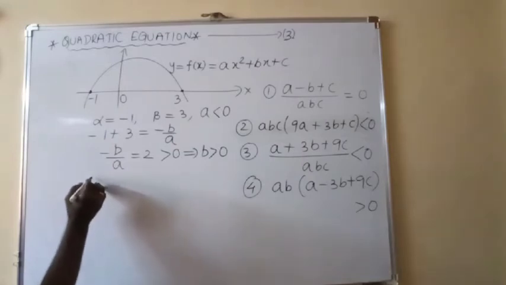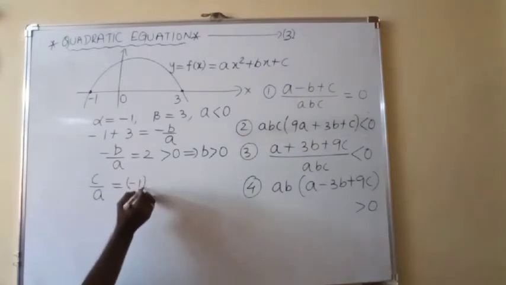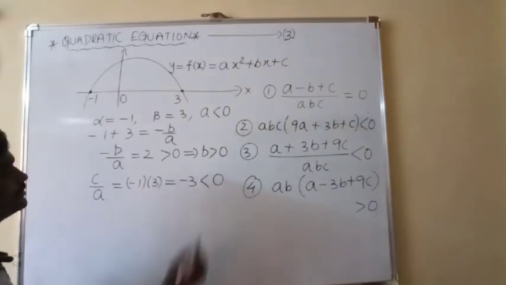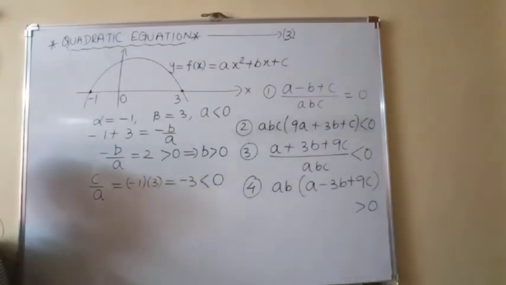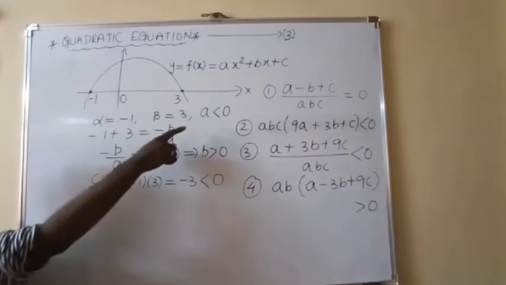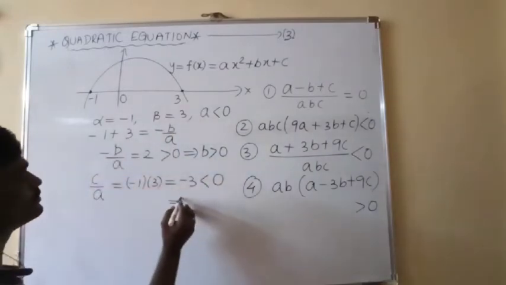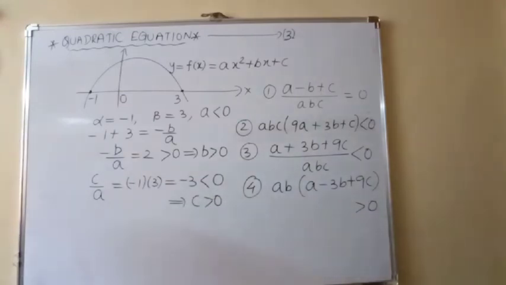Next, the product of the roots, c by a, is equal to what you will get? Minus 1 into 3, minus 3. It is less than 0. So c by a less than 0 means c and a are of opposite sign. So a is already negative, so c must be positive. Thus we got the signs of a, b, c also the roots.